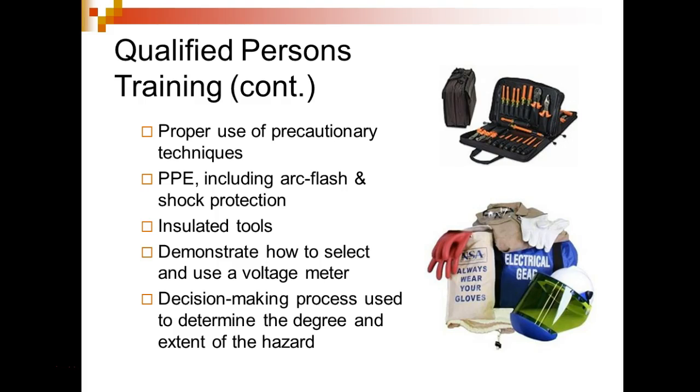that time. Proper use of precautionary techniques, PPE, includes arc flash and shock protection, and insulated tools. Demonstrate how to select and use a voltmeter, which we're going to look at here in a second. Decision-making process used to determine the degree of extension. 70E has really made a big step in meters.